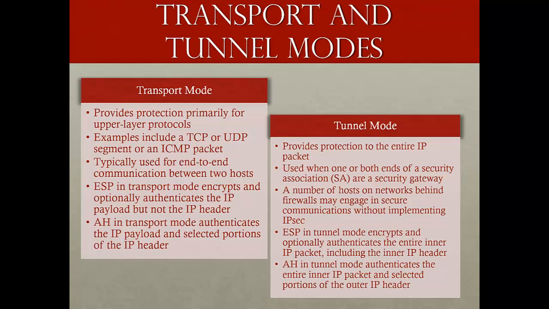Now, the unprotected packets generated by such hosts are tunneled through external networks by tunnel mode SAs, which are security associations, which are set up by the IPsec software in the firewall or in the secure router at the boundary of the local network. ESP in tunnel mode encrypts and optionally authenticates the entire inner IP packet, including the inner IP header. AH in tunnel mode authenticates the entire inner IP packet and selected portions of the outer IP header.